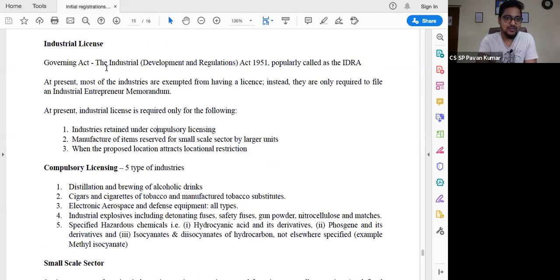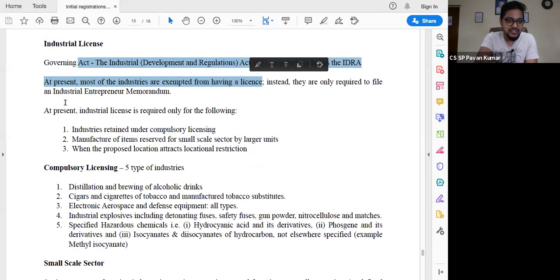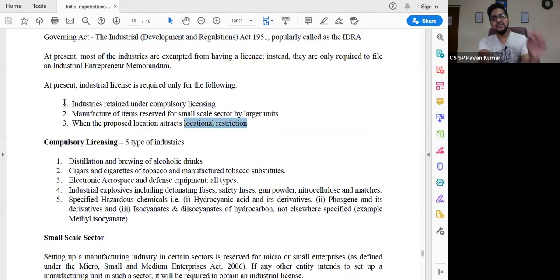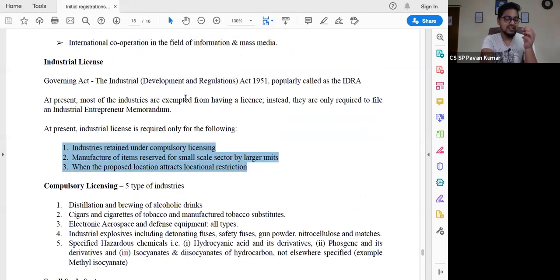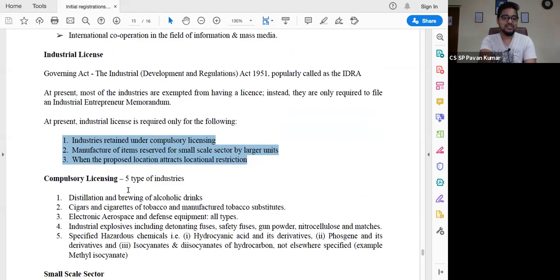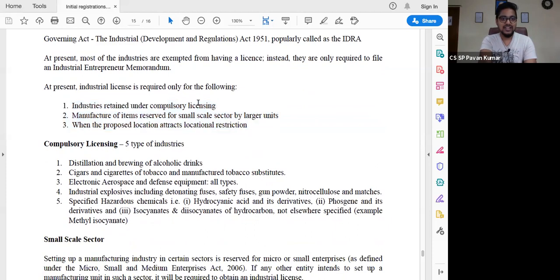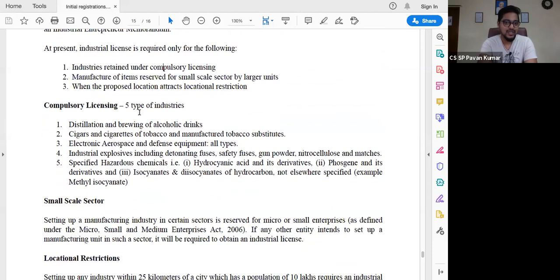So basically, the governing act is this, and only in these three situations is an industrial license required to be taken, and we will see one by one what these three things say in detail. So starting from compulsory licensing. There are 5 types of industries which are required to take compulsory licensing. What are those 5 types of industries?